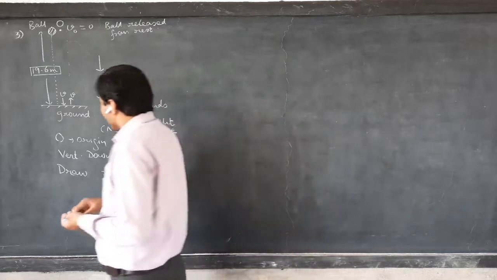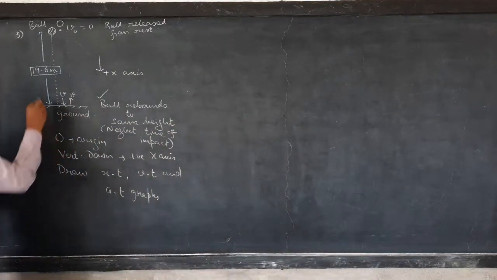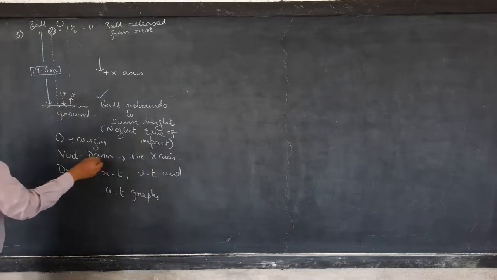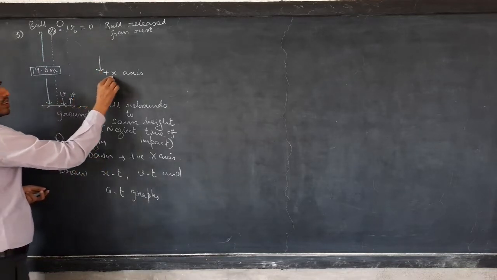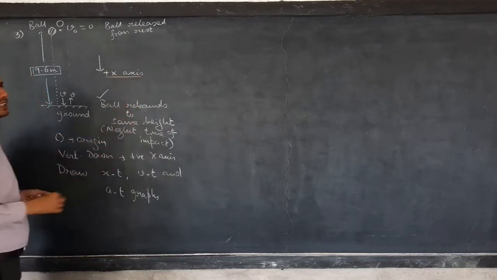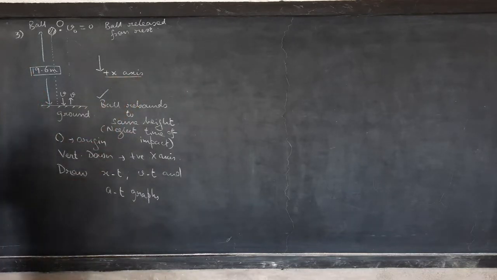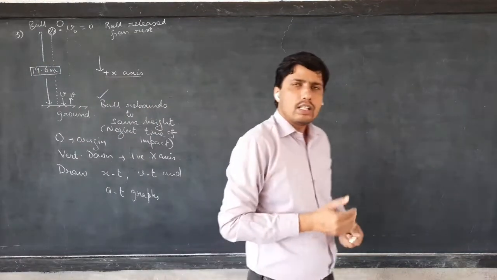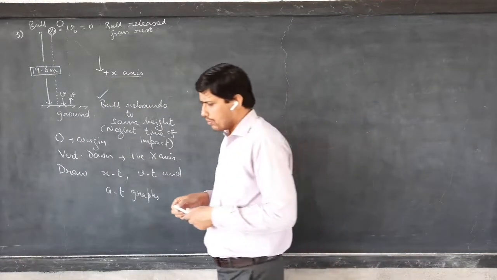Origin is taken as this point O, the initial point where the ball was lying, and the vertically downward direction as indicated in this figure is taken as the positive x-axis. With these assumptions, you have to draw approximate plots for position-time, velocity-time, and acceleration-time graphs.